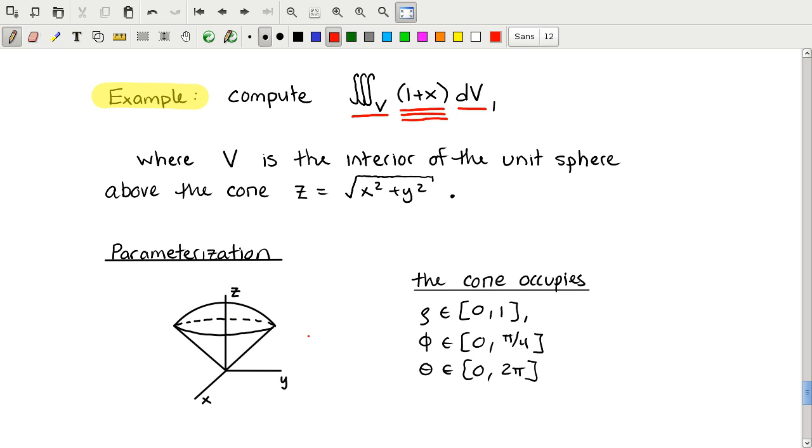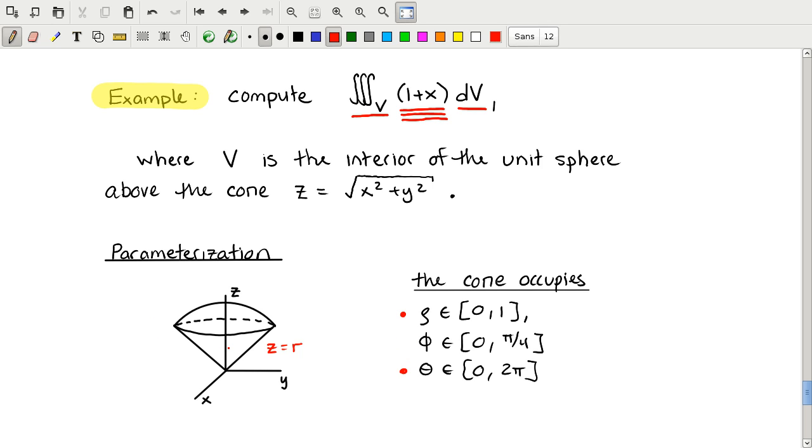Here's the top of our unit sphere. Here's the cone. Z equals basically r. And so what we have here is something that looks kind of like a snow cone. What are the proper bounds on the parameters for this kind of object? Well, first of all, it looks clear that theta goes from 0 to 2 pi, so we'll do that. This is the unit sphere, so all values within this sphere lie between 0 and 1 in rho, so that's pretty straightforward. But what about phi?